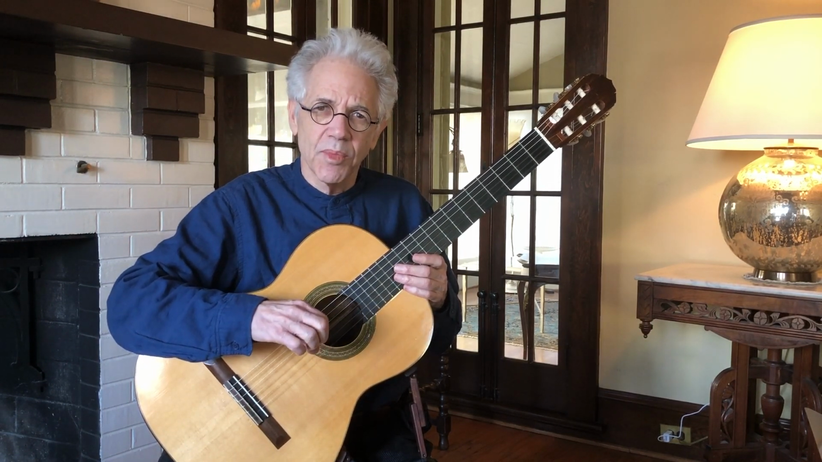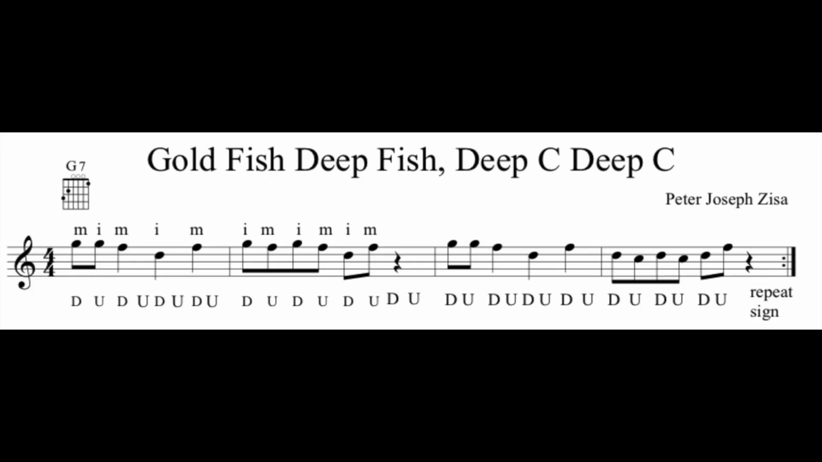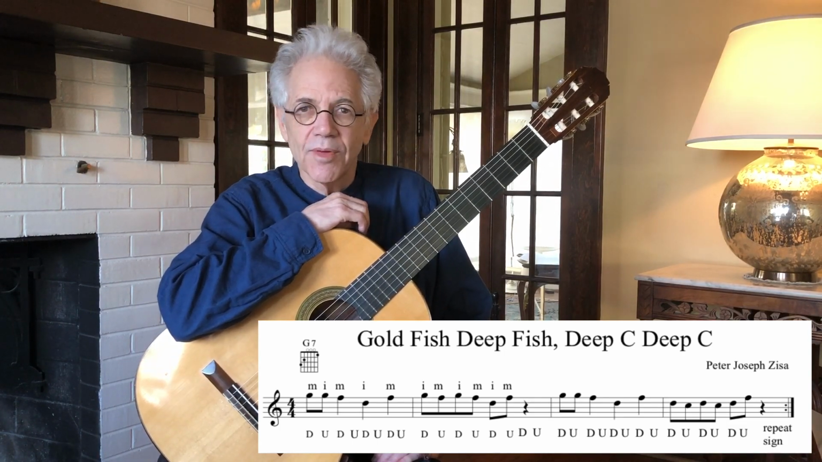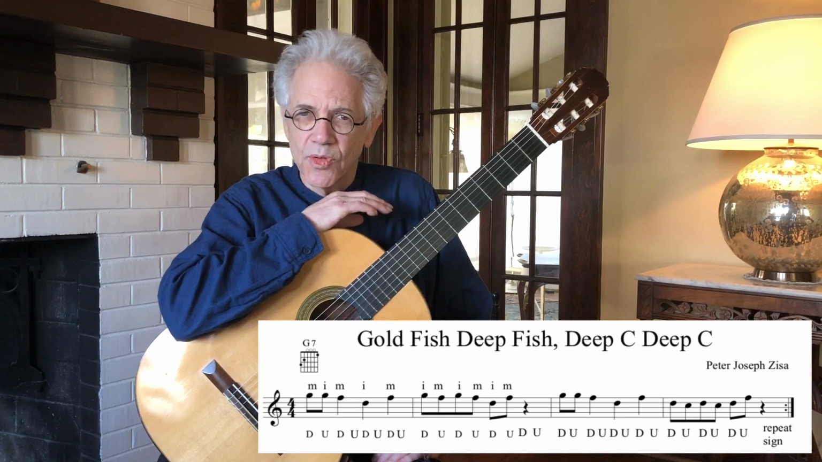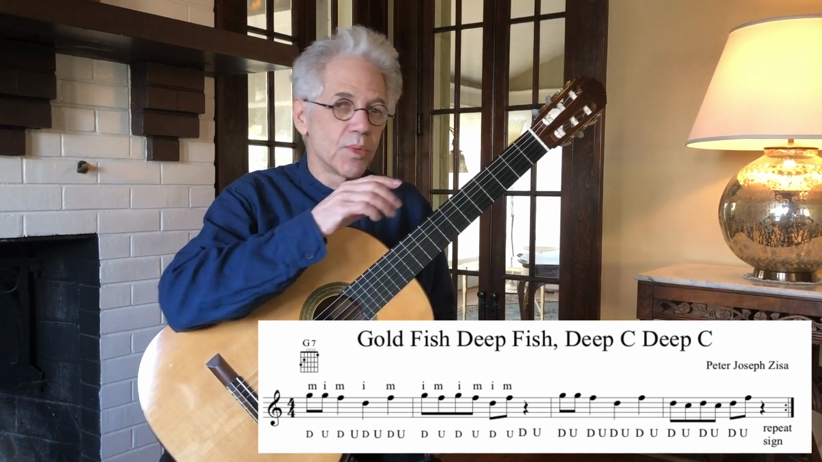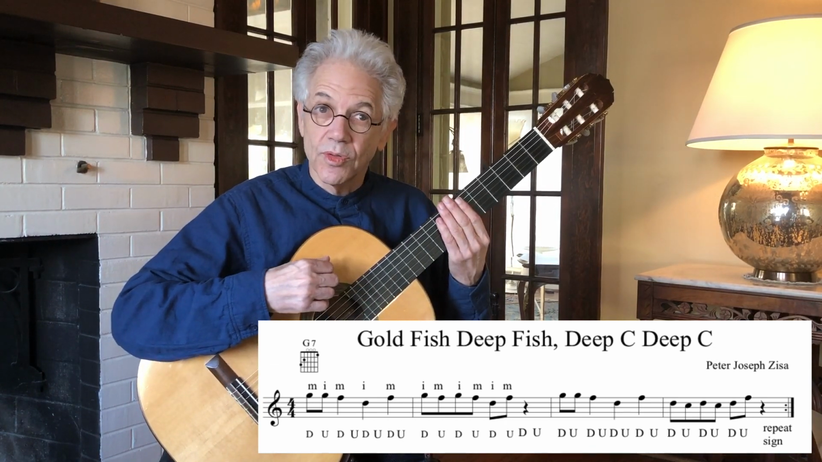Okay, I'd like to take a moment and look at the next piece. Goldfish, Deep Fish, Deep Sea, Deep Sea. The title is actually a giveaway. The first letters spell GF and DC. Okay, so those are the only notes. But again, when you look at measure 1, you will notice that the rhythm is 2 eighth notes, 3 quarter notes.